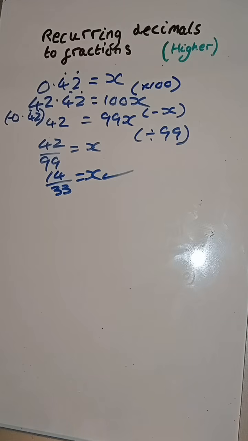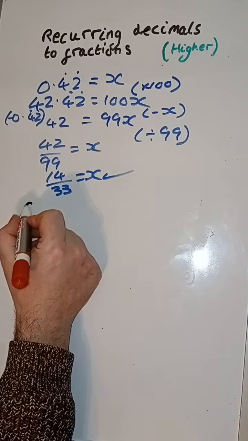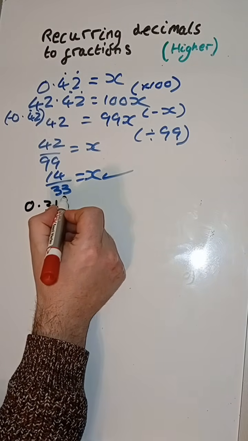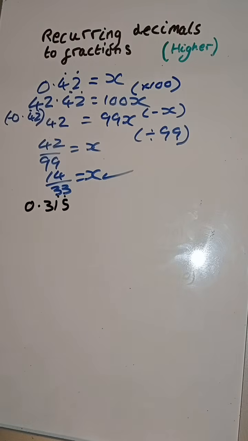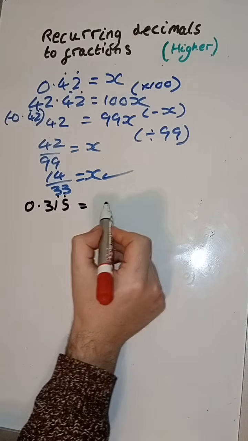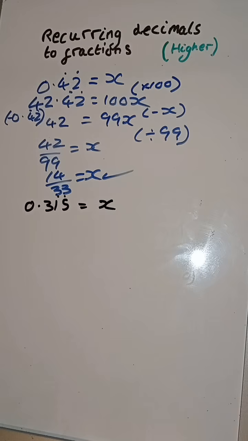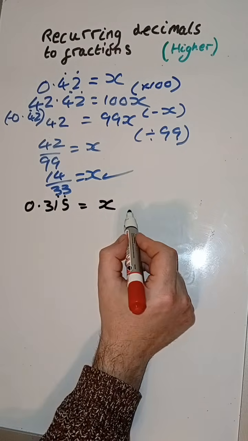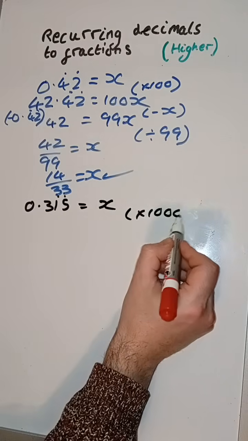Okay, let's have another go, and now we've got one that's a little bit more tricky. So this time we're going to start with 0.315, and the 15 is recurring, but not the 3. And we do the same thing, we make that equal to x. So this time we want to get all of this to the left of the decimal, so we're going to have to times by 1,000 this time.